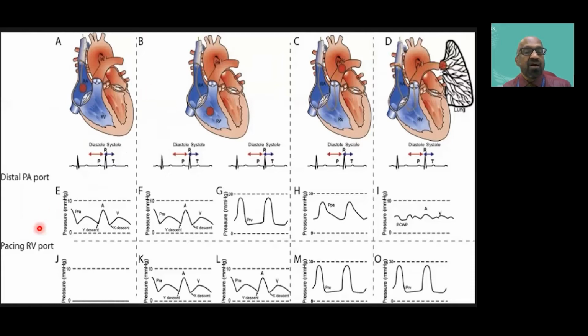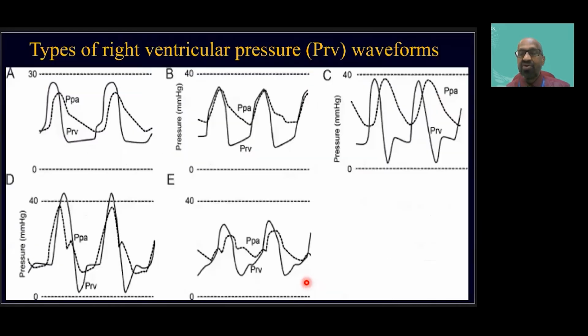The other modality which is recently described is the measurement of the RV pressure using a spaceport lumen of a pulmonary artery catheter. If we record the pressure in the RV using this spaceport and relate it to the right atrial pressure and the pulmonary artery pressure, it may give some insight into the nature of right ventricular function, especially with regard to right ventricular failure.